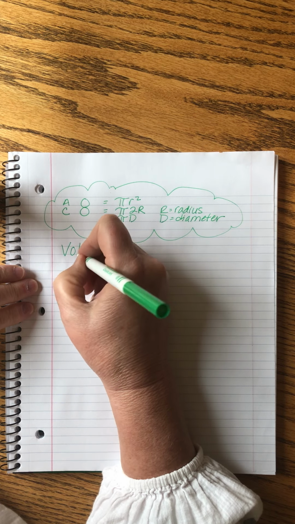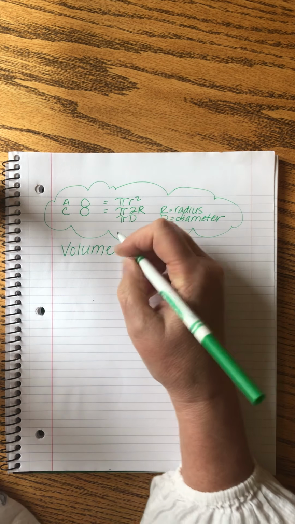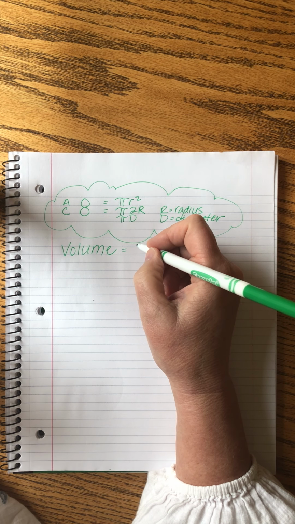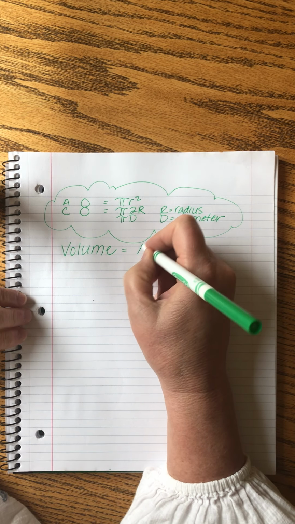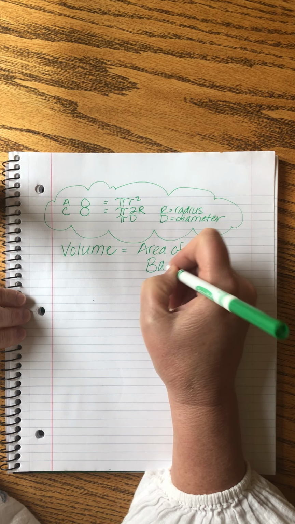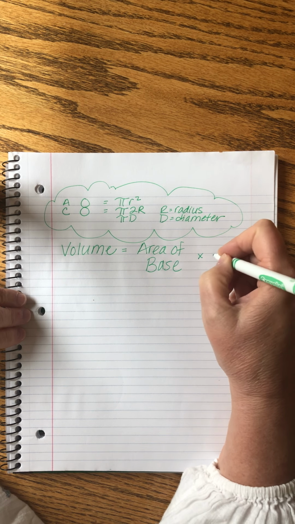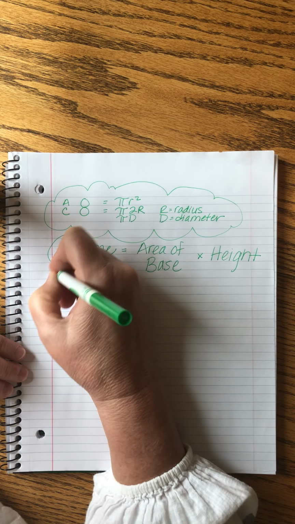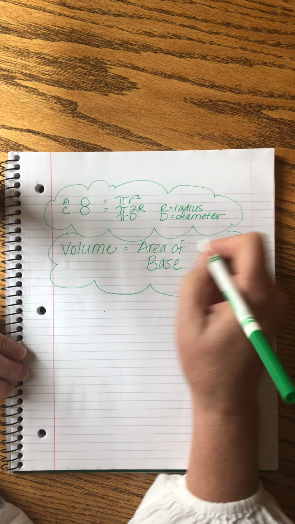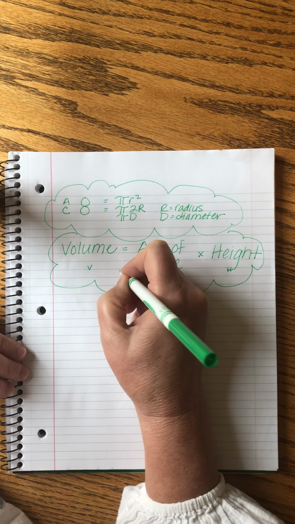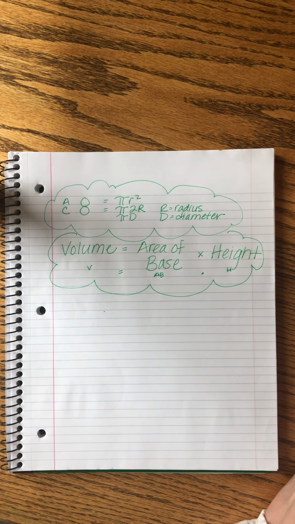Volume is a much simpler proposition because most volumes are exactly the same. We take the area of the base and we multiply it by the height of the object. Okay? Please, please, please. I abbreviate that as AB times H. V equals AB times H is how I'm going to write that. Okay.